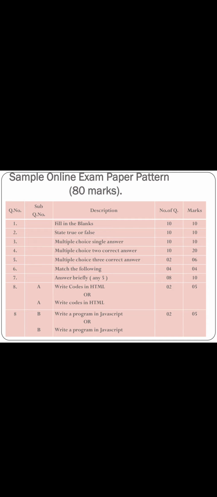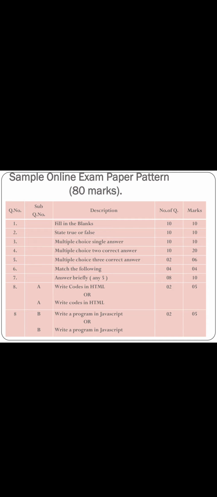Next, the seventh question is answer briefly. Here you will have a total of 8 questions, out of which you have to select any 5 and each question will carry 2 marks. So the total for this seventh question is 10 marks. Next, the last question, that is 8.